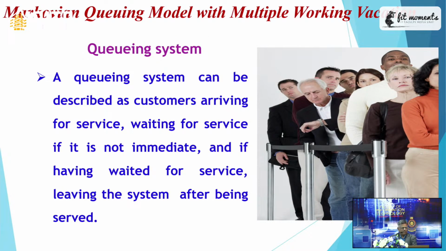This is the queuing system. A queuing system can be described as customers arriving for service, waiting for service if it is not immediate, and if having waited for service, leaving the system after being served. This part is called the queuing system or queuing model.